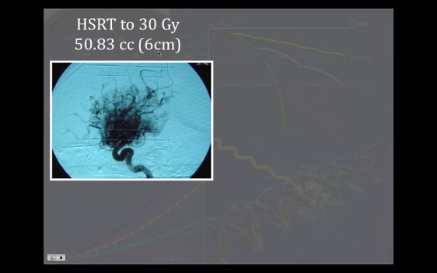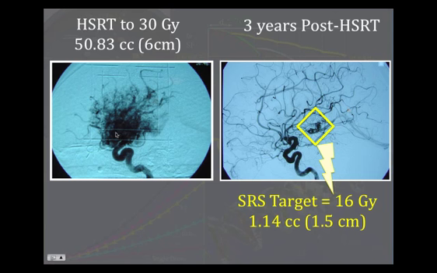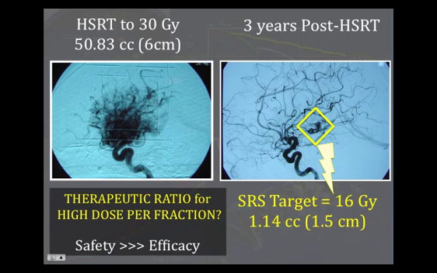So this is a large AVM, 6 centimeters in the major diameter, treated with 30 gray, so 6 gray in 5 fractions. And the 3 years follow-up shows still a small residual with a high flow fistula. And this massive giant AVM actually became now a radiosurgery target. It became amenable to be treated with a high blasting single dose. And indeed, this patient was retreated, showing that we were safe, but can we be more effective?